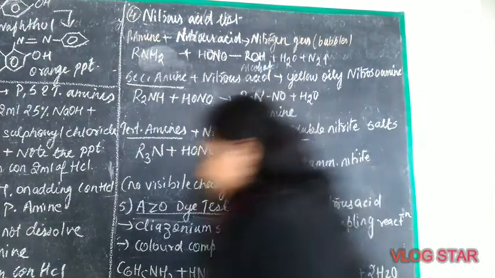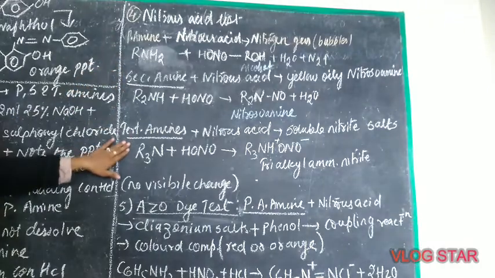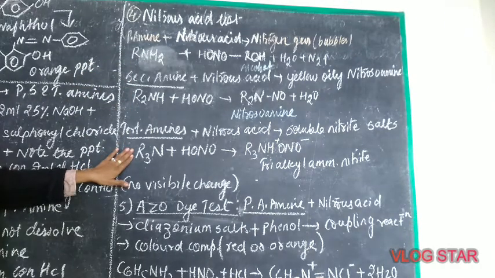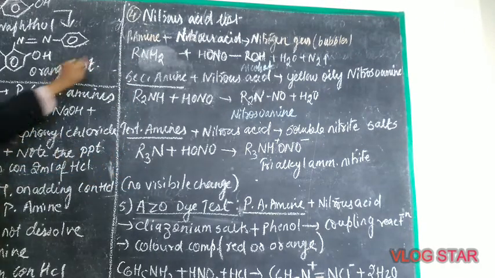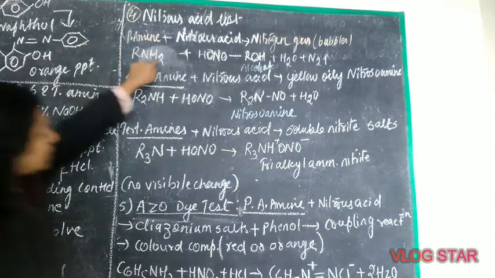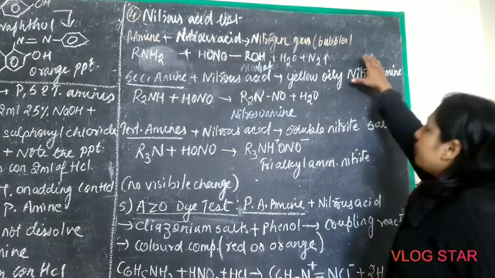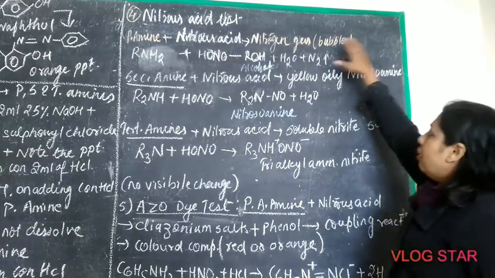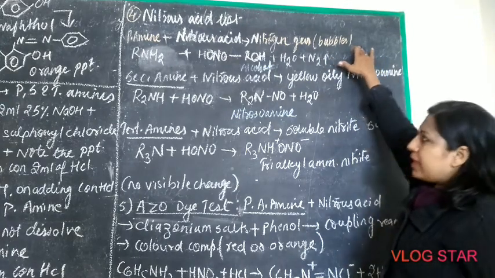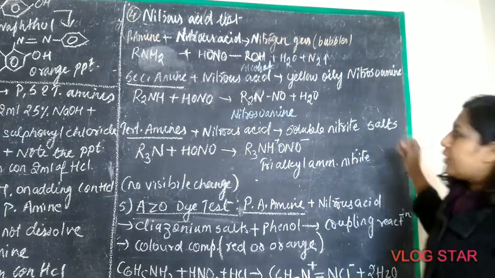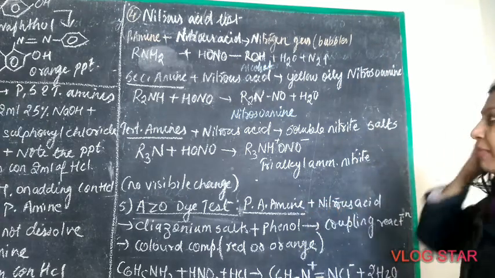Now this test is given by primary, secondary and tertiary, all three amines. Here, primary amine plus nitrous acid, that is HNO2. If you find bubbles of nitrogen gas, that means primary amine is present. Nitrogen gas evolves with bubbles.